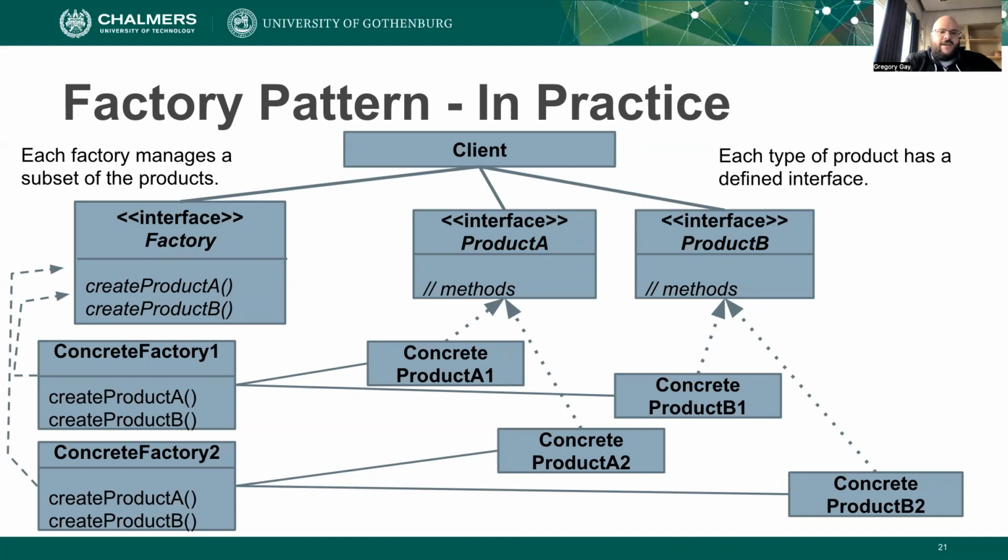A factory interface defines creation methods for each product type, right? So whether that's land robots, flying robots, and so on, each factory is responsible for creating certain subsets of our concrete products. Some might create a subset of all types of products. Others might only create one type of product, right? But each factory handles a subset of the products.